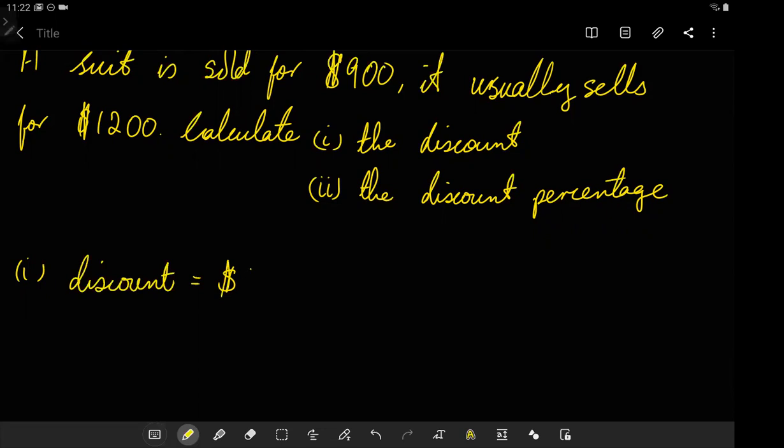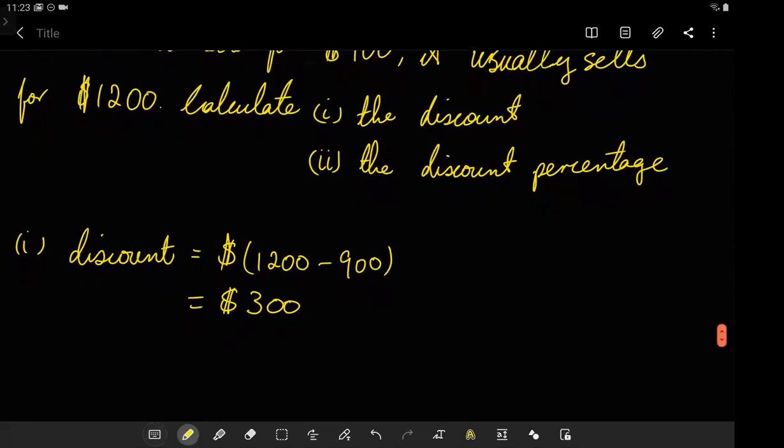Let's say it will be 1200 minus 900, which we get as $300. We already know it is a discount, so we know that the money is being taken off. So we just need to take the bigger one and minus the smaller one from it. Okay, so we have $300.